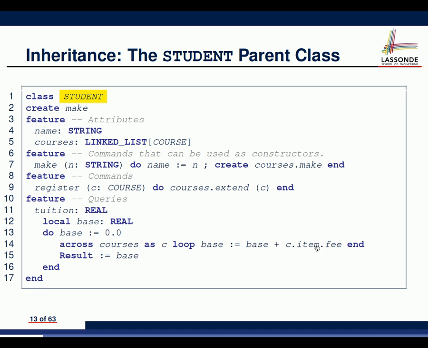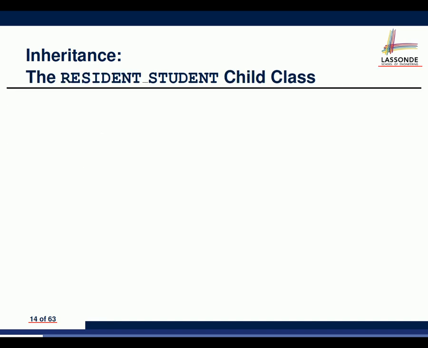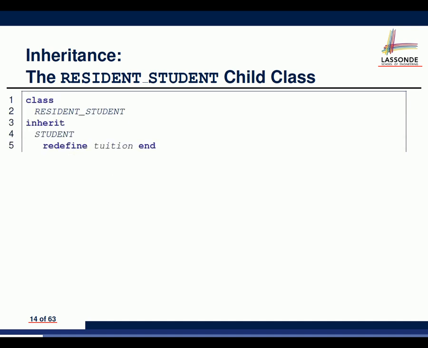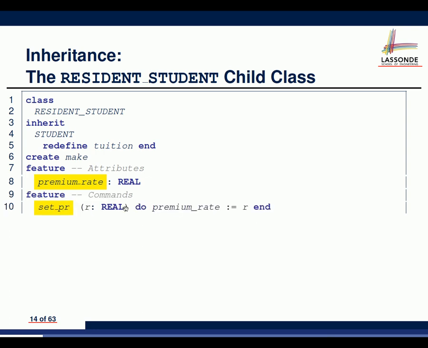That should be very similar to how you would do it in Java. The only thing I want to show you is the precursor keyword. So we got resident student, and you say inherit student, and then redefine the tuition. Tuition is the only feature that we inherit, but also try to redefine. In the case of resident student, we're going to redefine that to be base times the premium rate. Okay, constructor here, and then premium rate, that's a new attribute we have, right? And also we got set premium rate, that's also a new feature. And also we got tuition here.